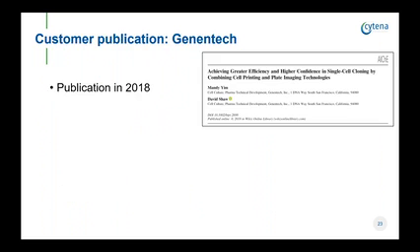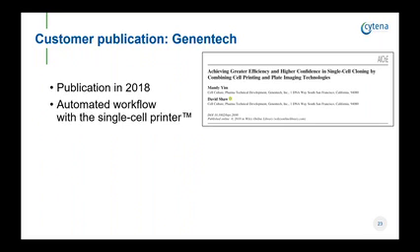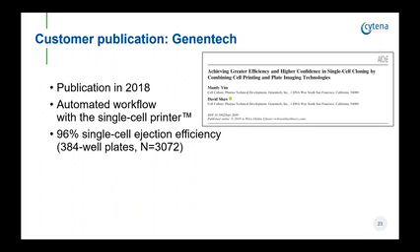When it comes to what can be achieved with respect to assuring clonality with our technology, I'd like to refer to this publication by Mandy and David from Genentech. They established a fully automated workflow with the single cell printer. In their validation round, with over 3,000 clones, they achieved a single cell isolation efficiency of 96%.